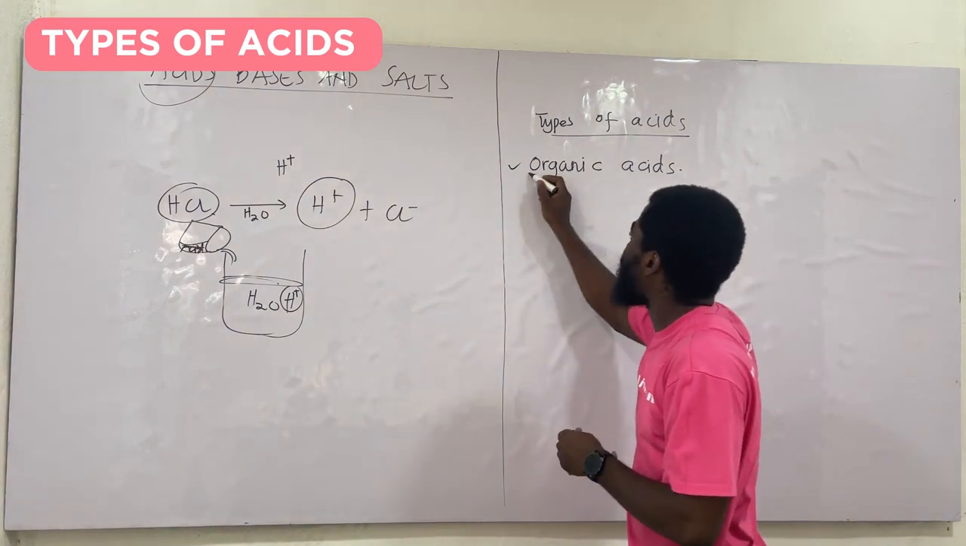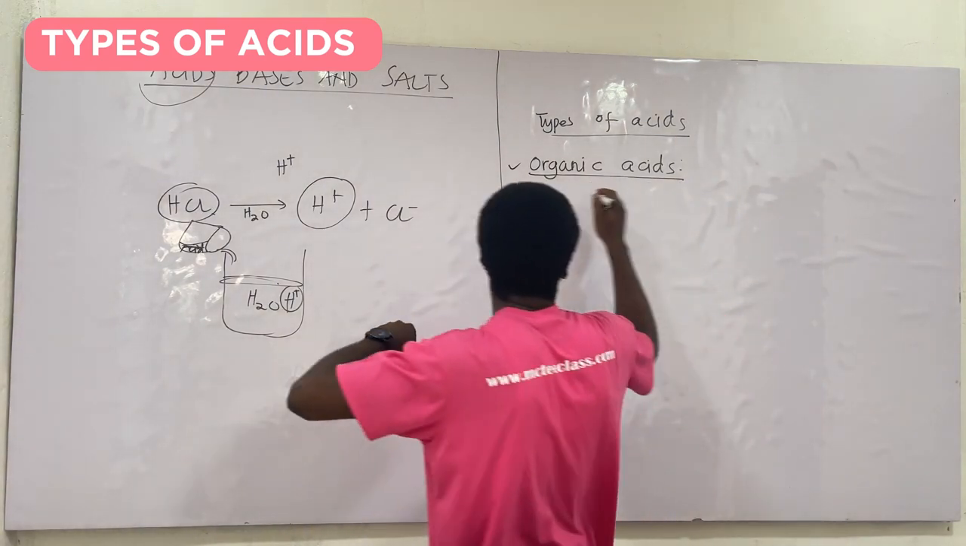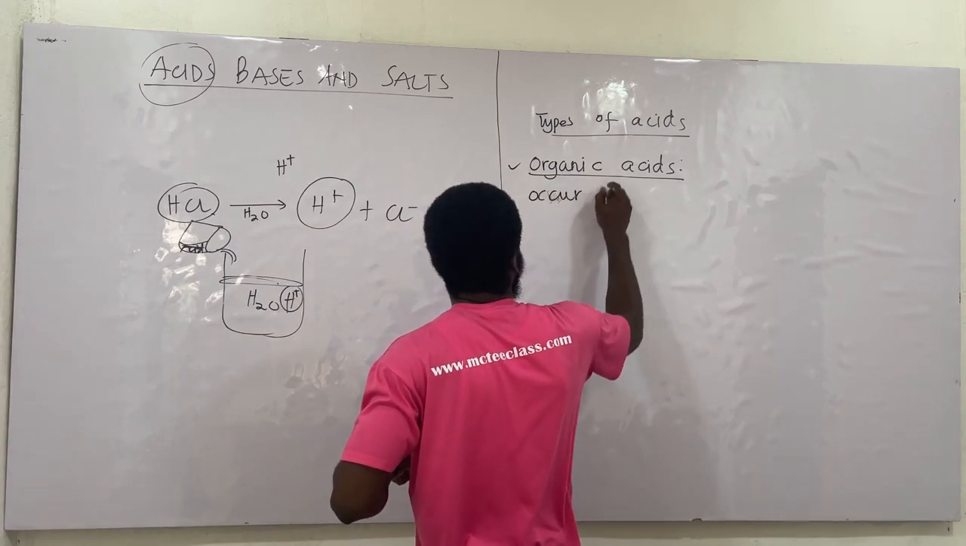Good. So define an organic acid. An organic acid, you said they occur what? Naturally. So organic acids, they occur naturally.